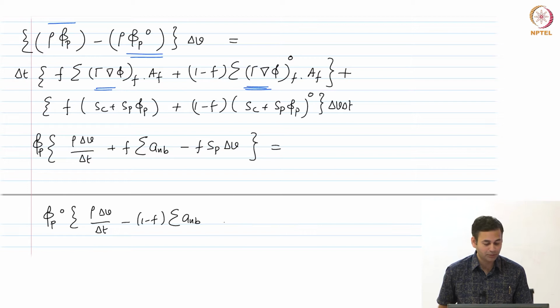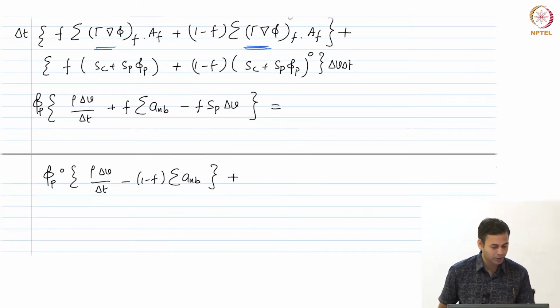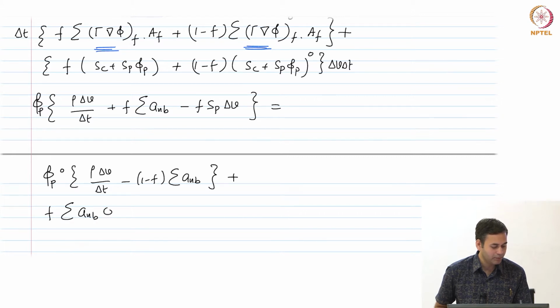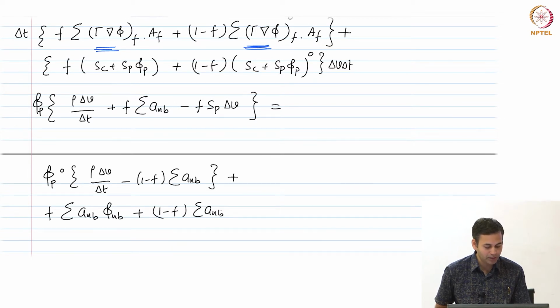Of course, you have one more contribution coming to phi p 0. What is that? The sp term, which I am not writing here. I would write it in the b term, fine. So we have this term, plus what else will be there? What other terms do you get? Again from the first term you would get phi nb. That would be f times sigma a and b, phi nb. That is what we would get. And then plus you have another term coming from here, that is 1 minus f times sigma a and b, phi nb 0. That is what we will have.